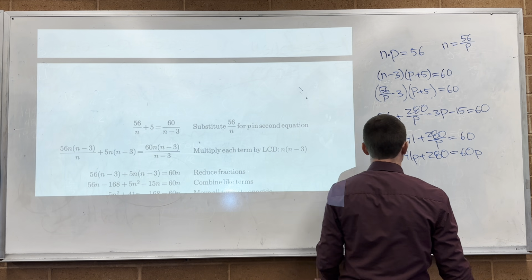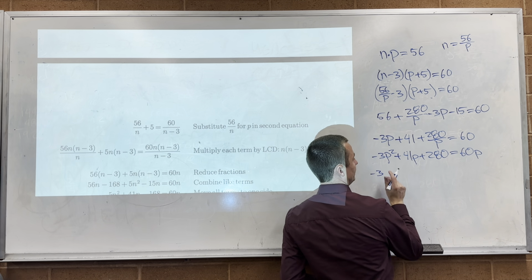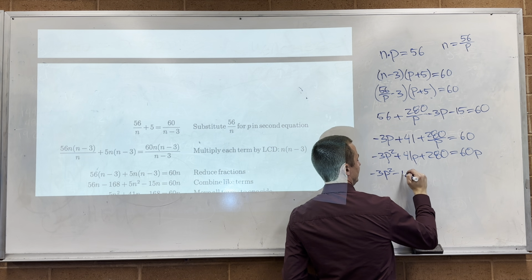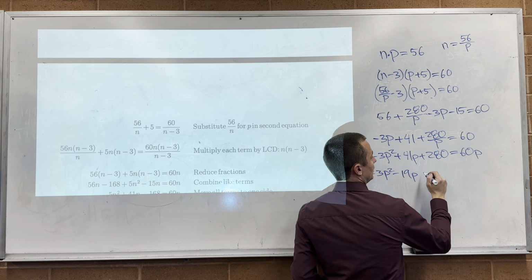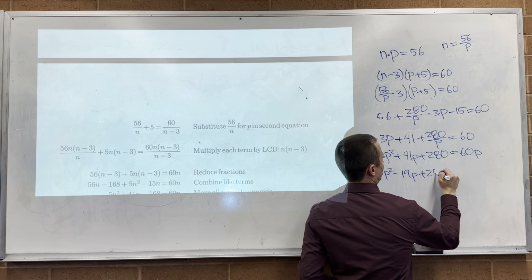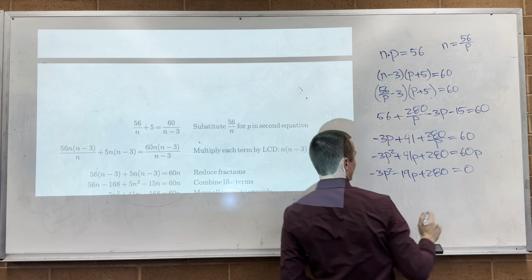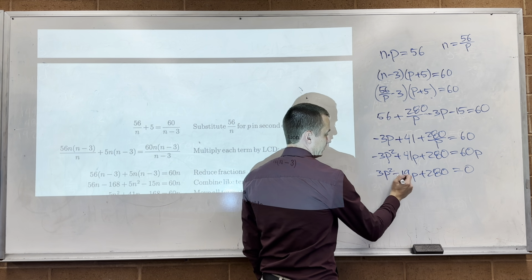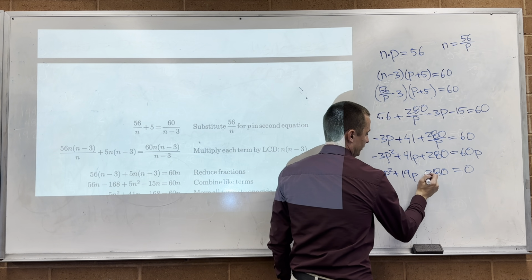Subtract 60p from both sides, and I get negative 3p squared minus 19p plus 280 equals 0. Now multiply both sides by negative 1. That becomes positive, that becomes positive, that becomes negative.